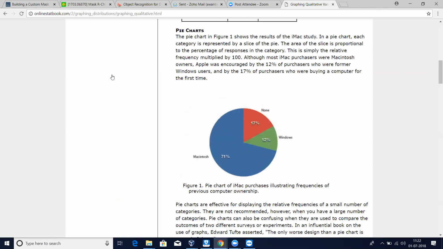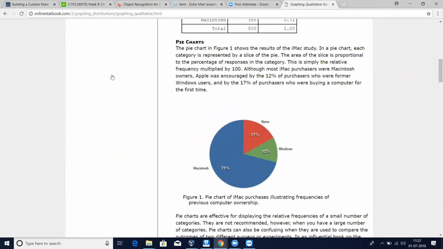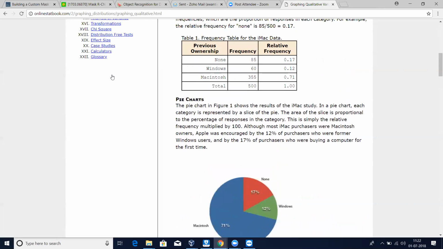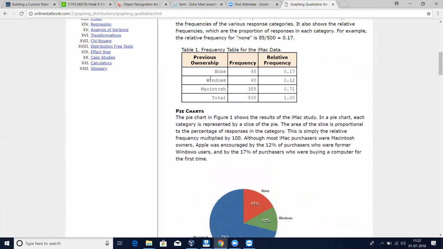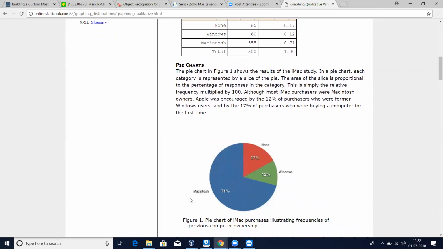Okay, so pie chart, you see here. This is the data. This is different ownership, and this is the frequency. Total is 500. 355 use Macintosh, 60 use Windows, none use Linux or any other platform. And this is the distribution here, right? Percentage. And you're plotting it over here.